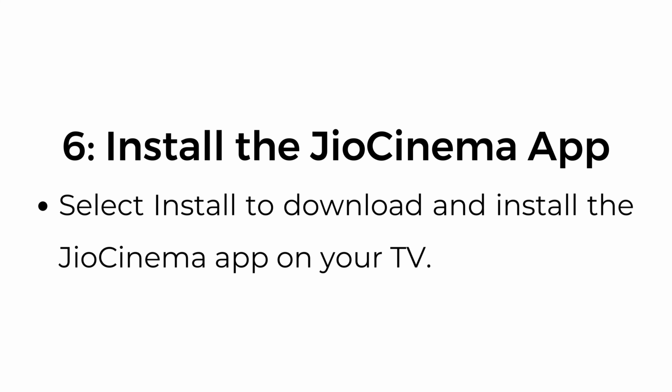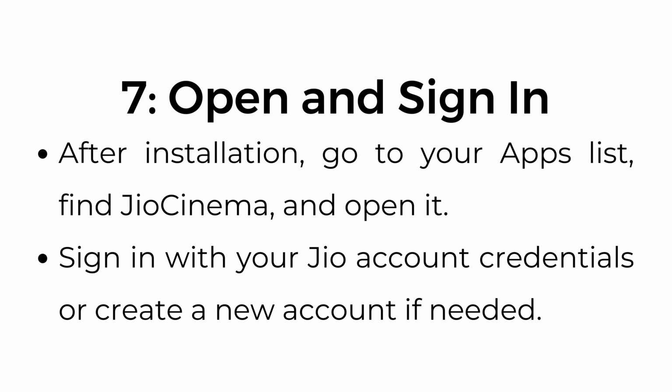Step number 6. Install the JioCinema app. Select Install to download and install the JioCinema app on your TV. Step number 7. Open and sign in. After installation, go to your apps list, find JioCinema, and open it. Sign in with your Jio account credentials or create a new account if needed.